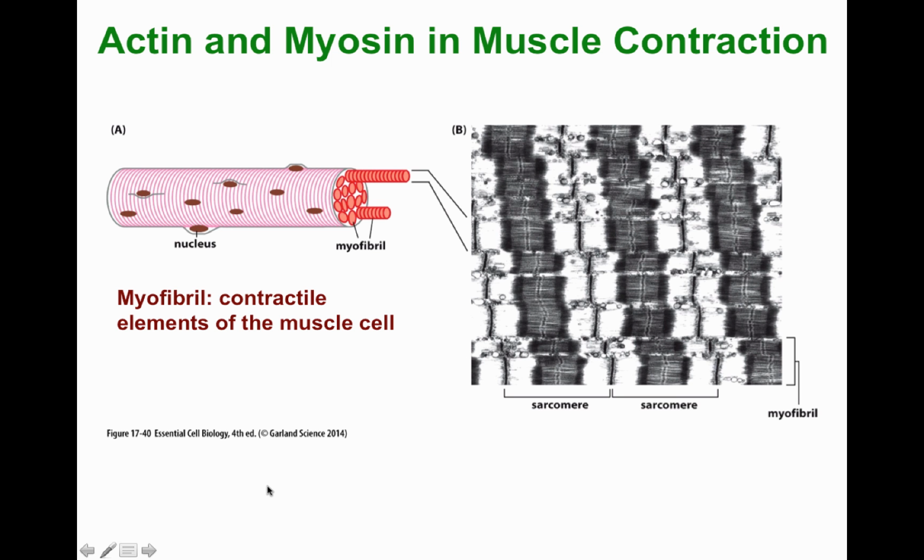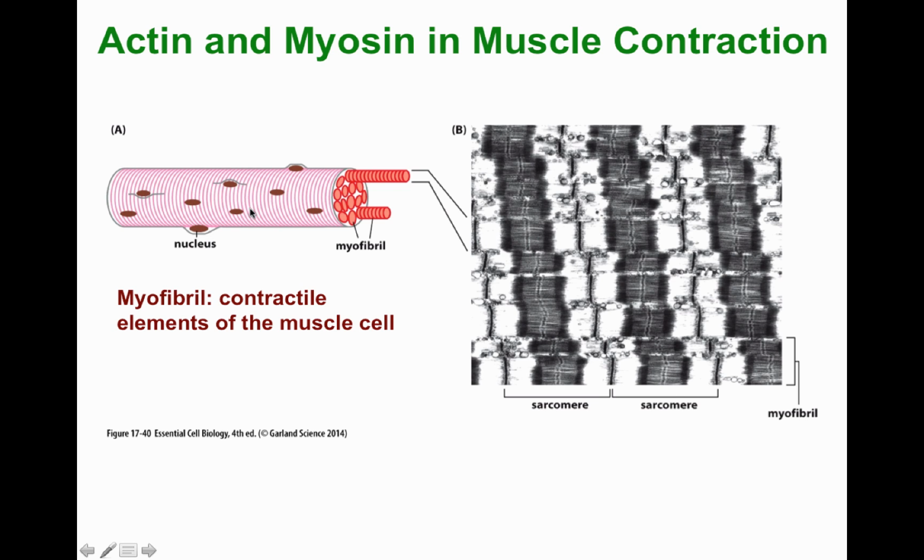So let's take a look at how the myosin and the actin work together to induce muscle contraction. In a muscle fiber, which is a muscle cell formed after the fusion of hundreds of independent muscle cells, we have a particular structure called the myofibril. The myofibril is the contracting element of the muscle cell.